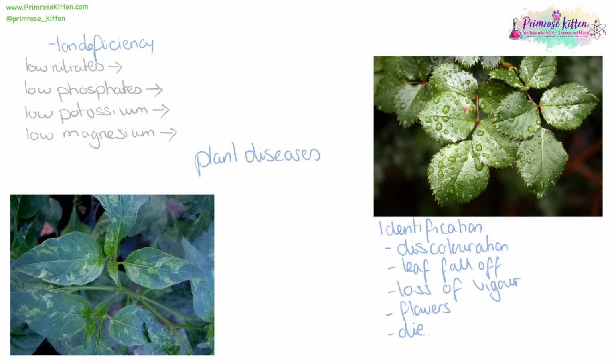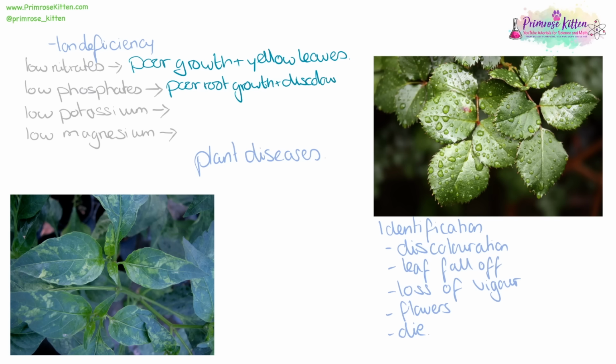However, a poorly looking plant doesn't necessarily have a disease, it might have a mineral deficiency. If it has low nitrates, it is going to have poor growth, plus yellow leaves. If there are low phosphates, it is going to have poor root growth, plus discoloured leaves. Low potassium is going to lead to poor flower and fruit growth. And low magnesium is going to be yellow leaves. This crosses into chemistry. This is why your NPK fertilizers are important.